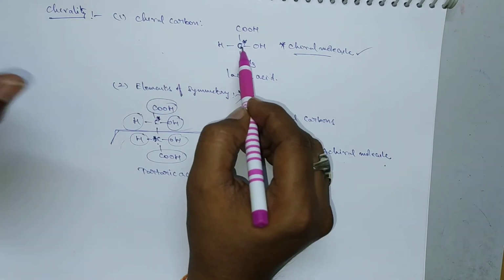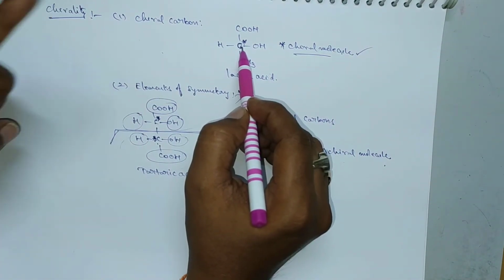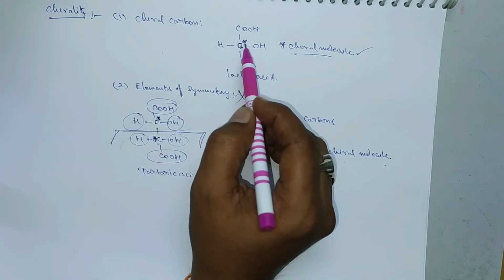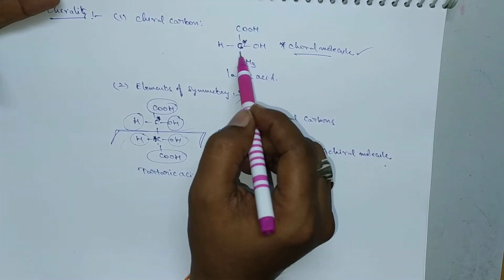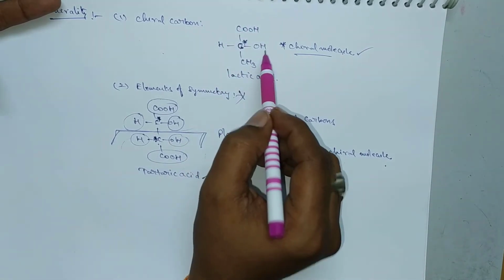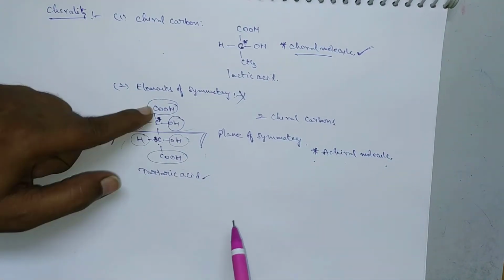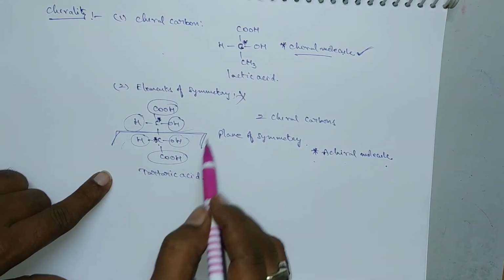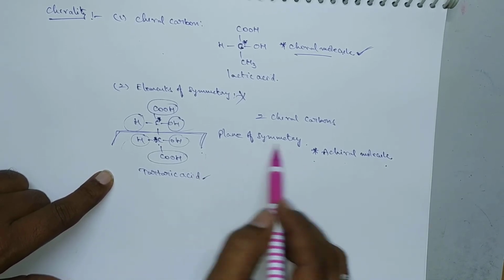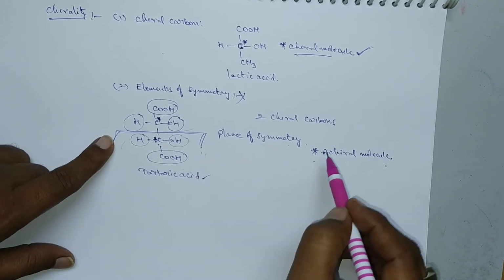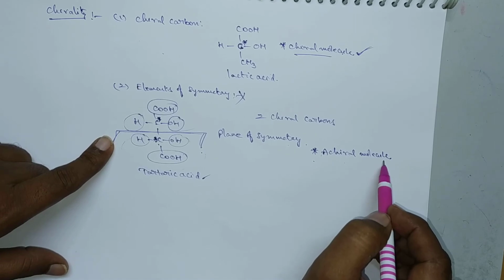So this consists of only one chiral carbon. If it consists of one chiral carbon, there are no elements of symmetry. That's why it is a chiral molecule. But in this case, it consists of 2 chiral carbons and possesses elements of symmetry. There is a plane of symmetry here. So that's why it is an achiral molecule.